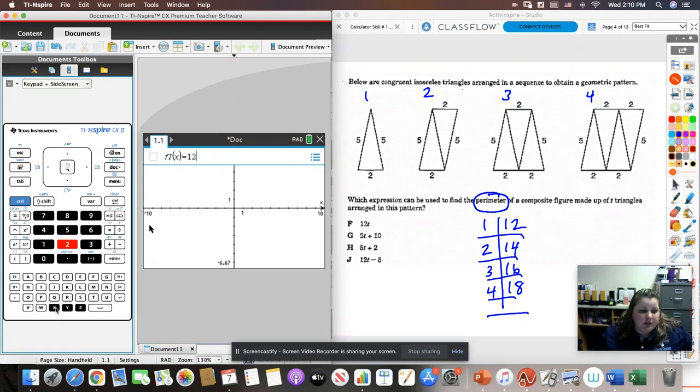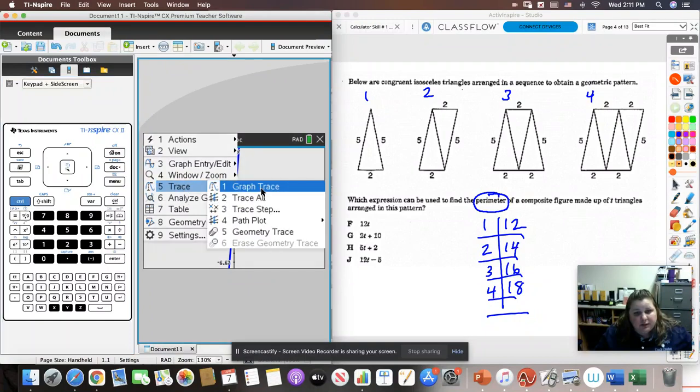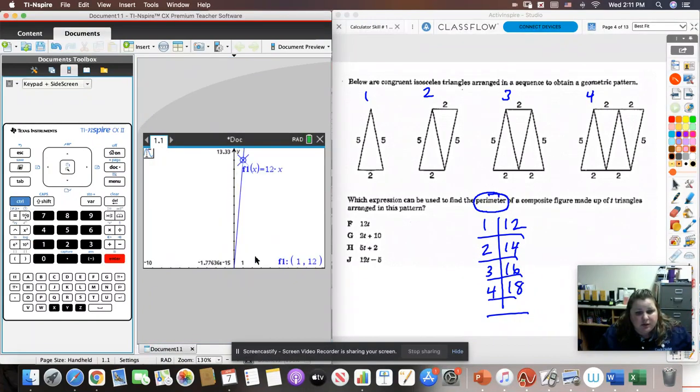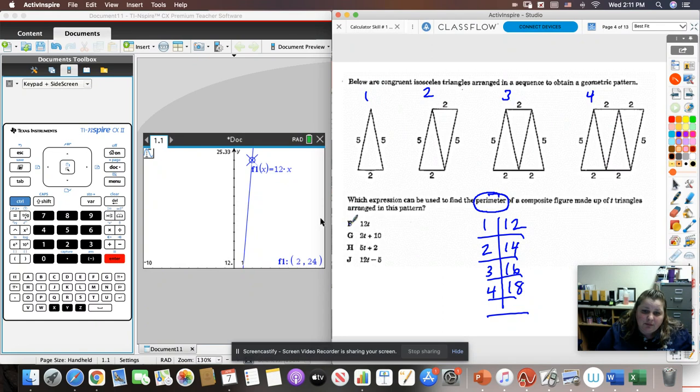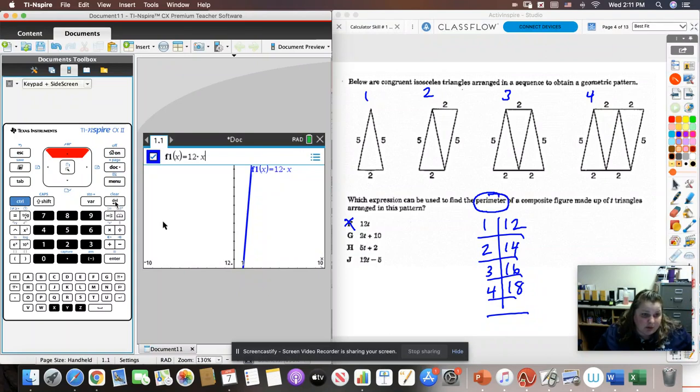You could have typed in 12x. Again, don't put T. If you put T, you get the slider. Enter. Menu, trace, graph trace. 1, enter. That matches, but you have to try the next one. And the next one outputs 24, not 14. So this one is not the correct answer. If you picked F, it's because you only checked the first one. You didn't check the others, or you just guessed possibly.